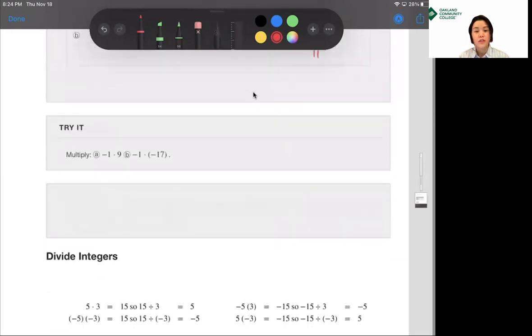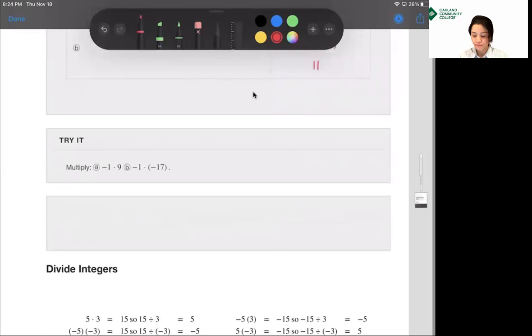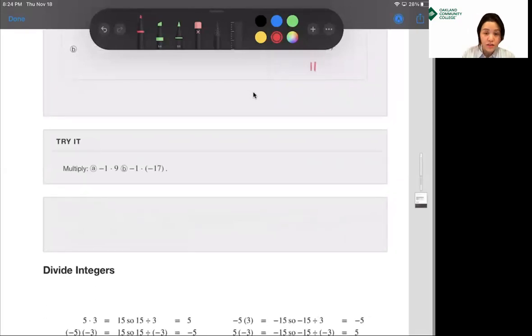Let's pause the video and try some more problems here. Negative 1 times positive 9, that's negative 9. And negative 1 times negative 17, that's positive 17. I hope you get the same result as I do.